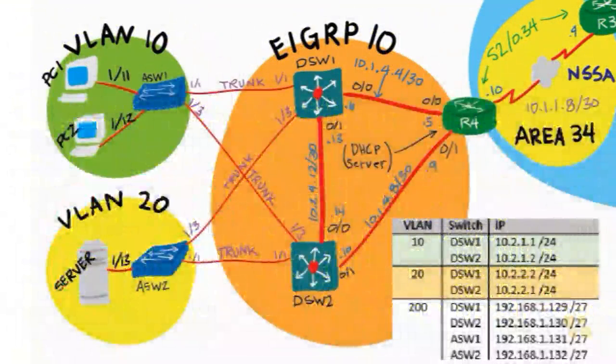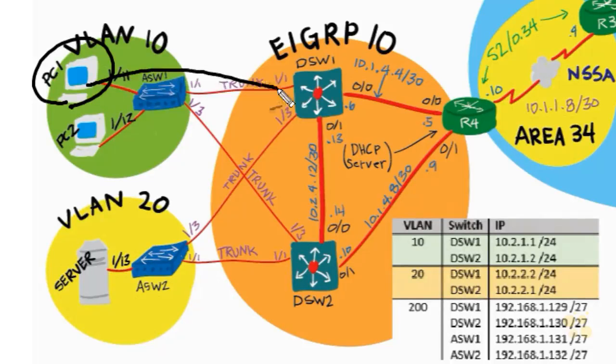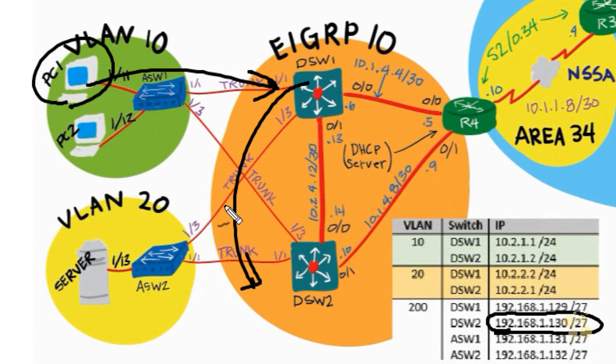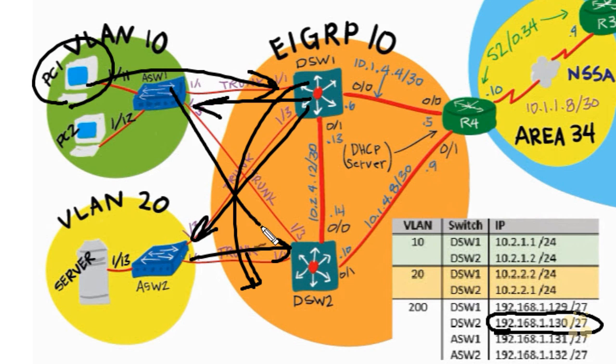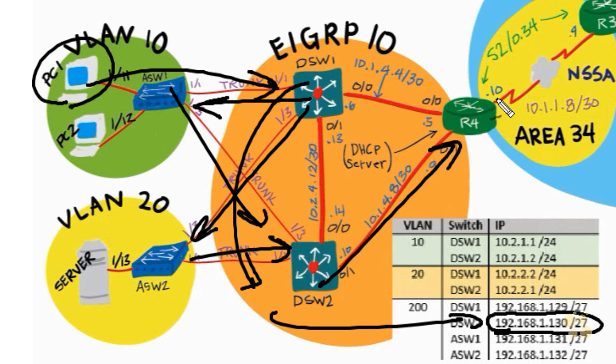So let's take a look at the path involved. PC1 sent it over to DSW1 for the first hop. DSW1 sent it over to DSW2. So if all of these trunks are carrying VLAN 200, the path could have gone this way and then over, or it could have gone down to ASW1 and over, assuming that VLAN 200 is present on both access layer switches and VLAN 200 is being forwarded on all the trunks. In either case, that was the second hop of 192.168.1.130. And then it went to R4, and then it went through the rest of the path over to the internet.